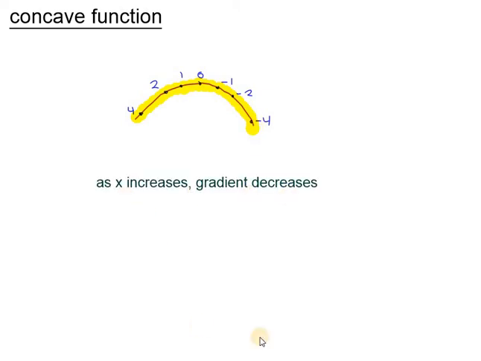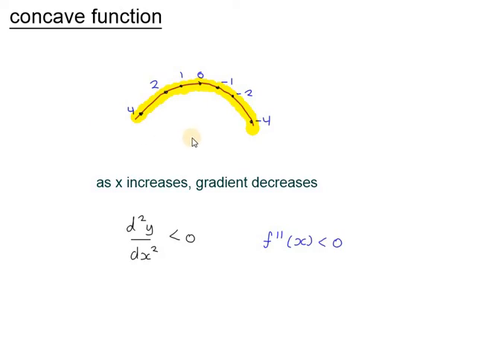So we can say this, and this is true, that d2y by dx squared, the second derivative, will have a negative value in this part of the graph. Or I can say the same thing in function notation.